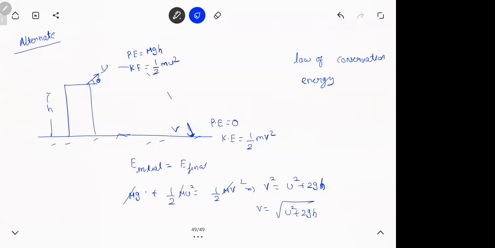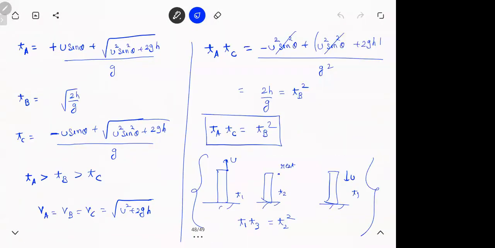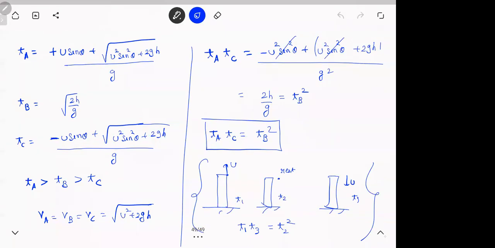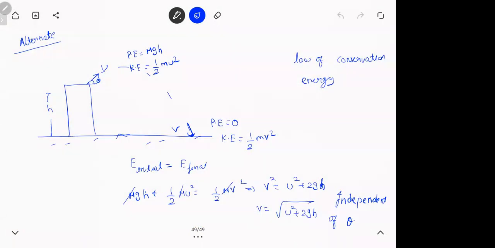And the best thing, see, it's independent of theta, meaning you throw with any angle, I'm going to reach the ground with the same speed. And that's what happened now. That's why all three became equal. So if you use conservation of energy, this thing comes in a single step.